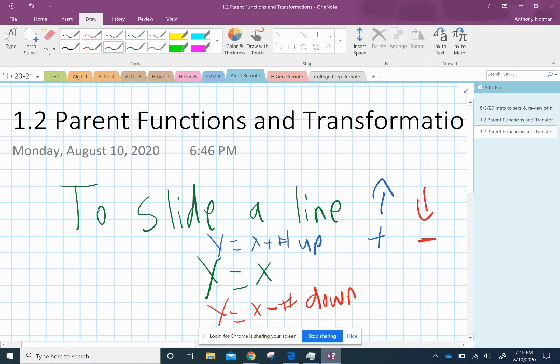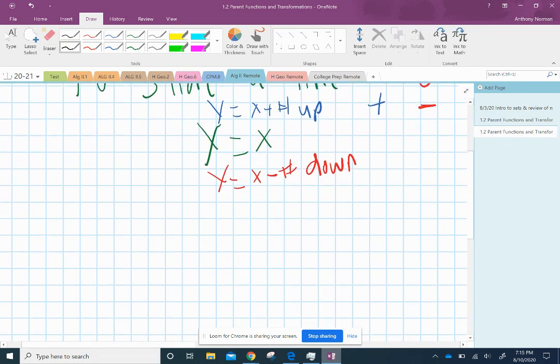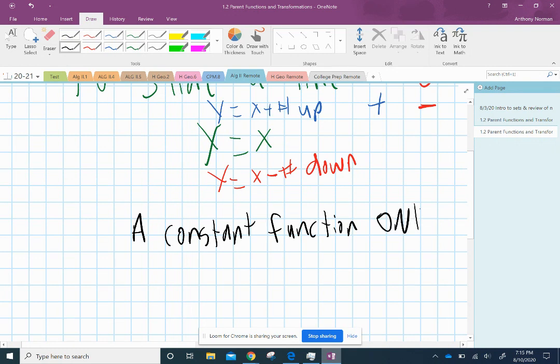You'll want to write this down. You'll also want to note that a constant function only goes up and down.